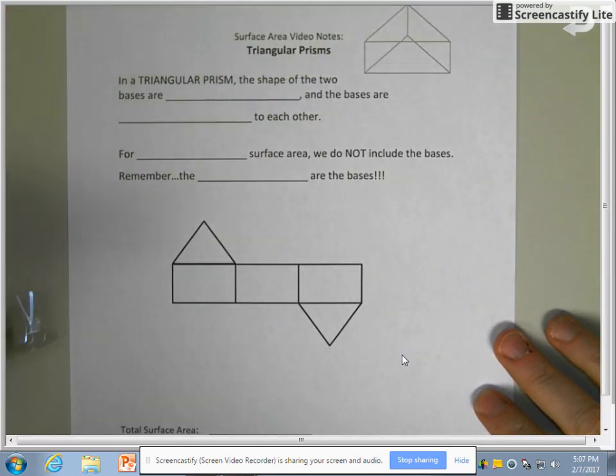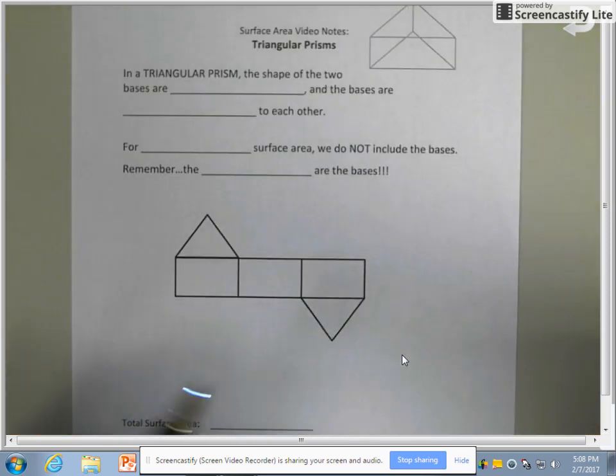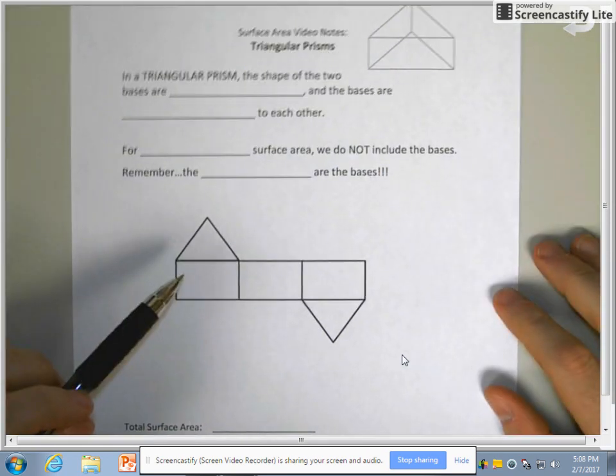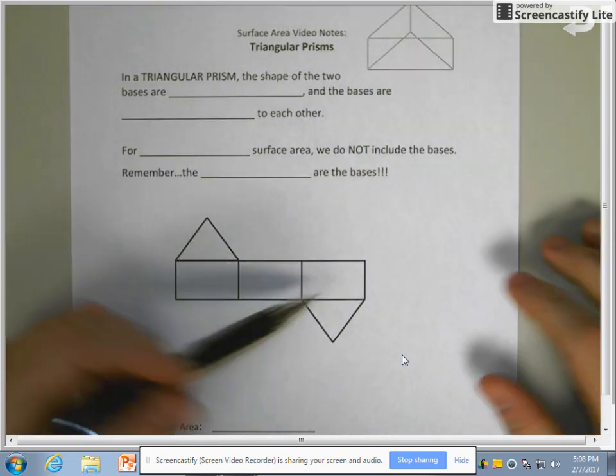But we're going to be working with them where they're unfolded in a net. We learned previously that the net is the two-dimensional picture of a three-dimensional object. It's unfolded and flat like this.